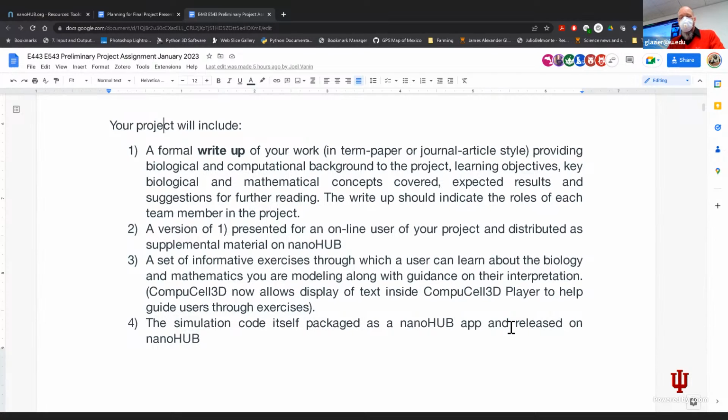The code itself and a set of exercises, because when we use nanoHUB, you'll find nanoHUB is a resource for distributing software, but you have to then design things that people can do with it. If you put software up and there's nothing to do with it, nobody will use it. So that's part of the exercise. And so those are the main assignments.